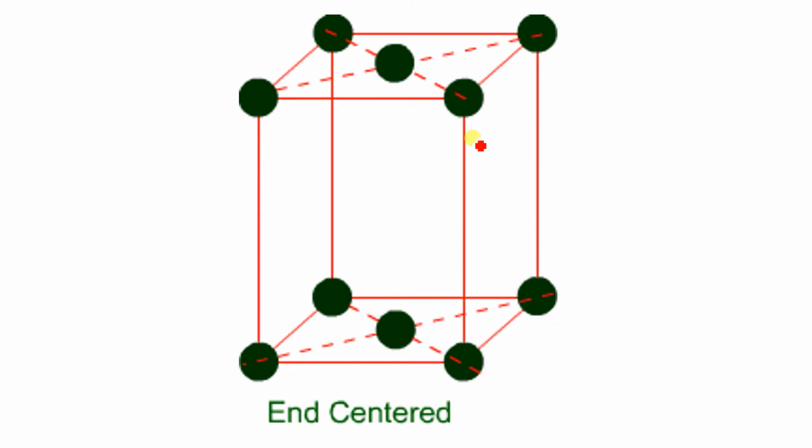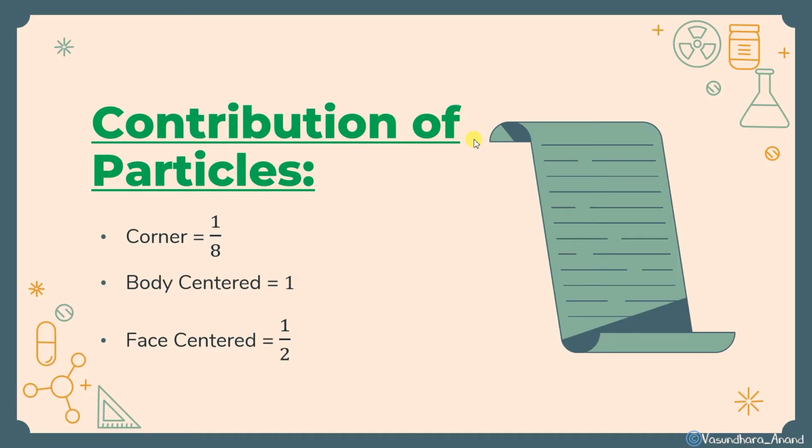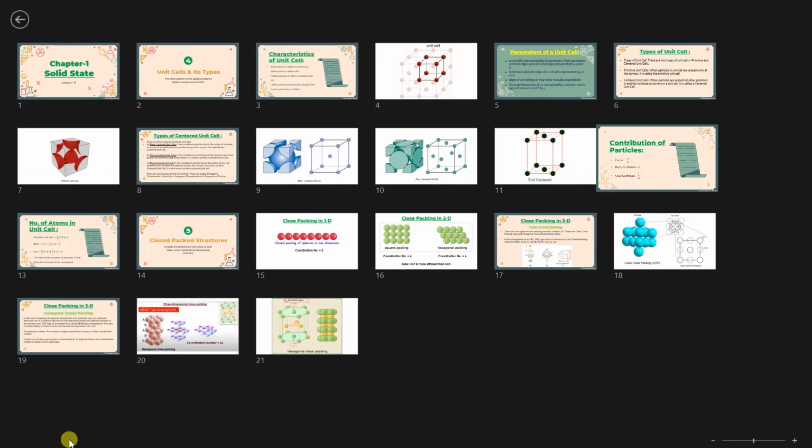So if I'm talking about end centered, that means 8 particles at the corner and only 2 particles at the faces. Now let's do the contribution of particles. What is the contribution of the particles? Whatever the corner particles are there, they have 1 by 8 contribution in one unit cell. Got it? Do I need to explain it, show it again? Let me show.